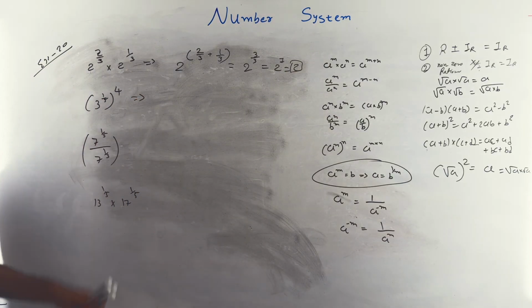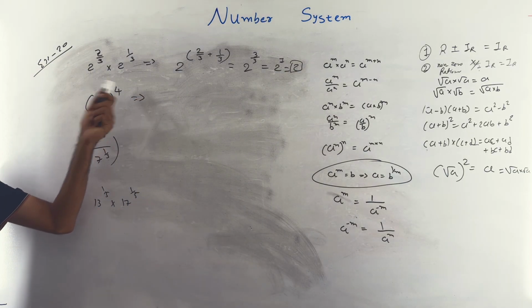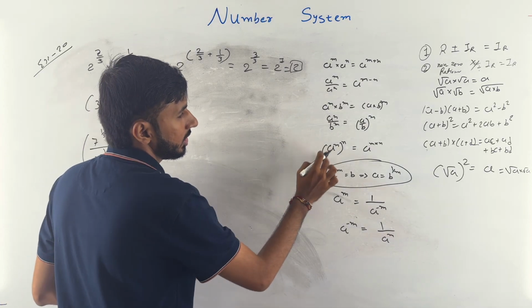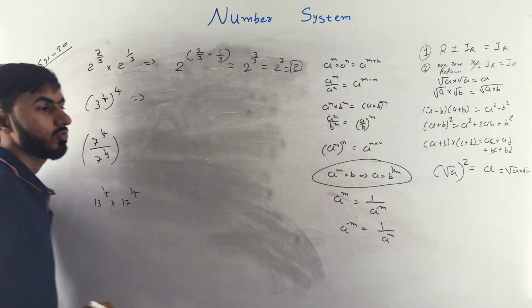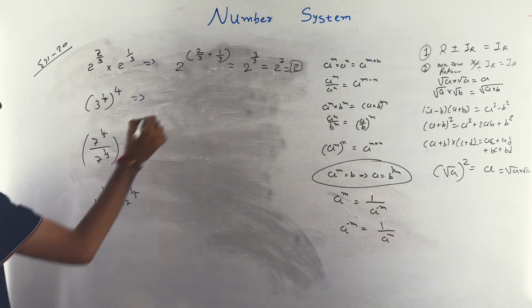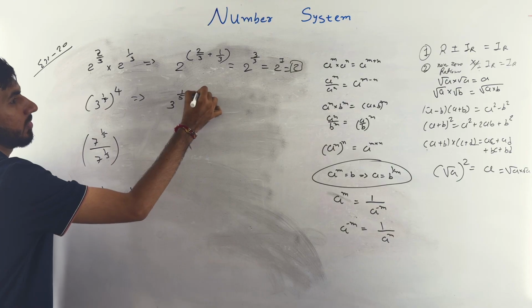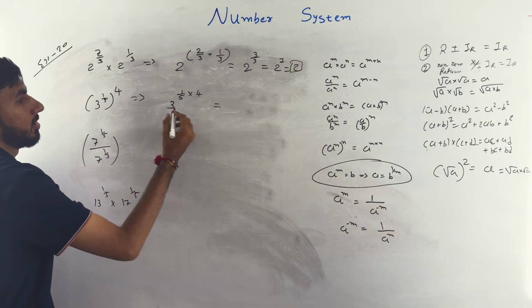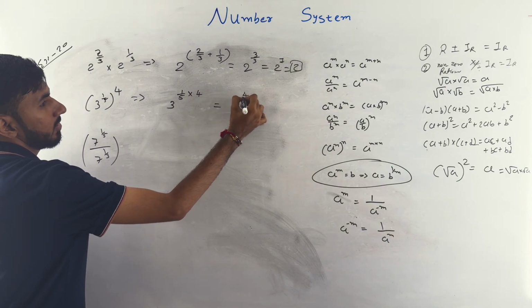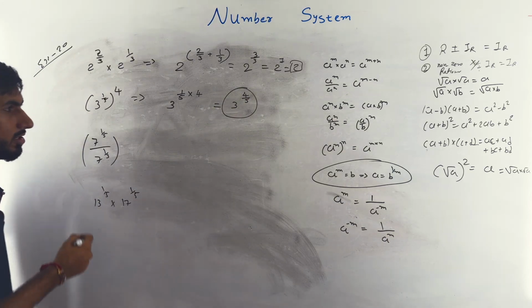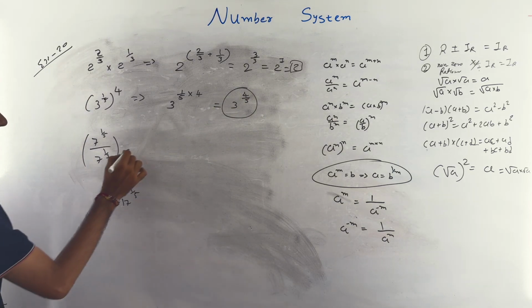So very easy. Now the second question, we have 3 power 1 by 5 in the bracket and then power 4. It is exactly the same as a power m, power n, right? So we will just multiply the powers. Let me write it as 3 power 1 by 5 multiply 4, right? So it will be 3 power 4 divided by 5. So this is the answer. Very easy, right? You just have to apply the rule.